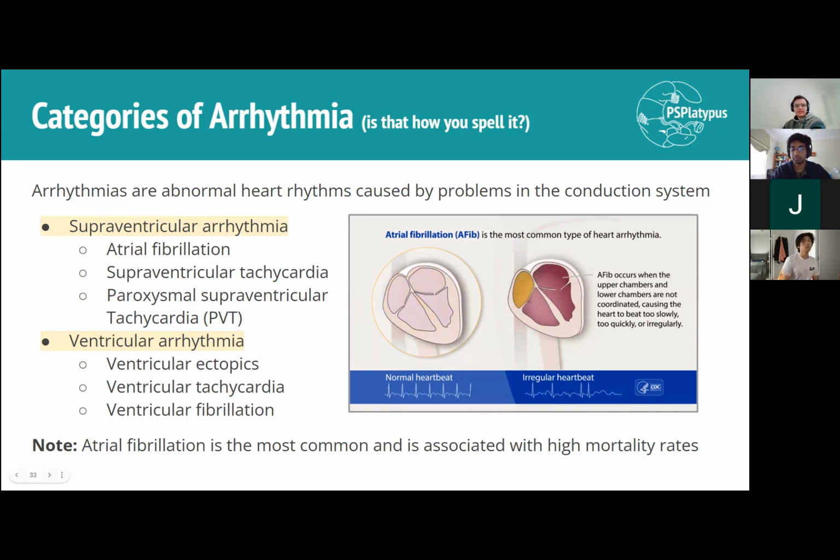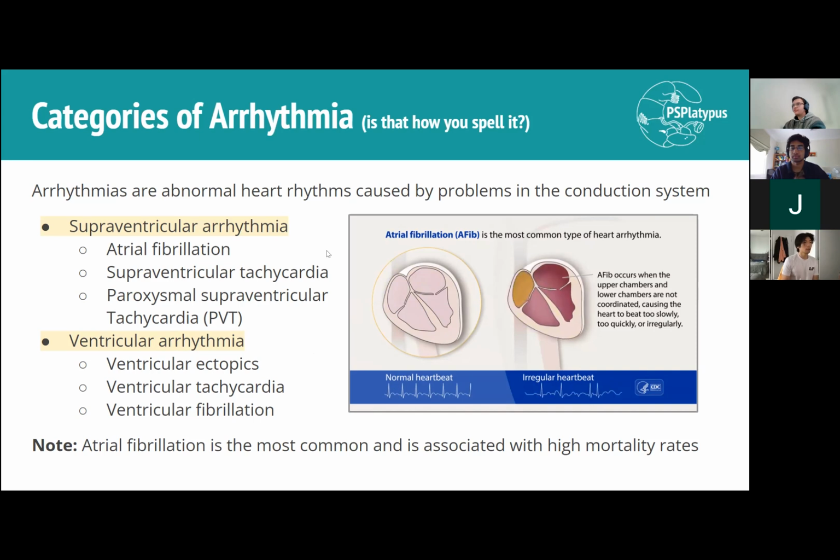If anyone knows why atrial fibrillation is associated with high mortality rates, feel free to chuck it in the chat. It's just a good thing to know. I think we'll cover it in some pathologies later on. But if someone knows why it can be quite lethal, someone else in our team can check that out.